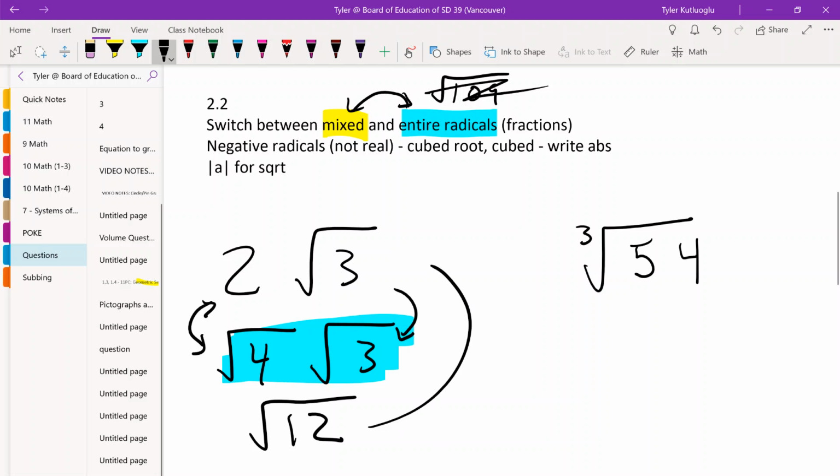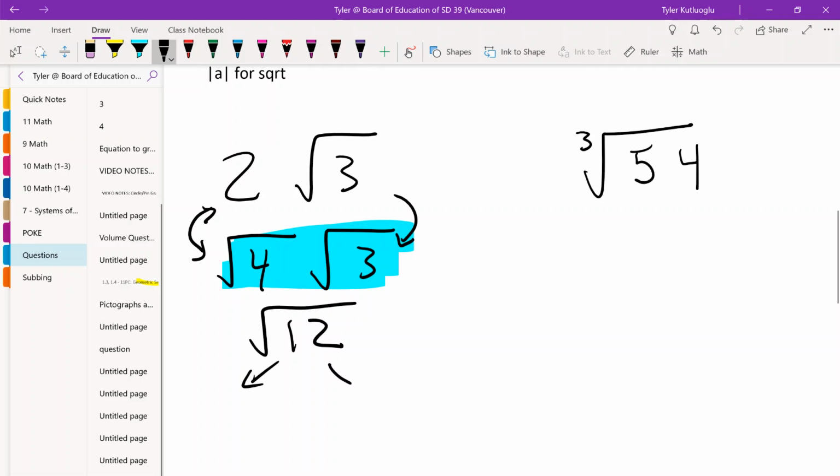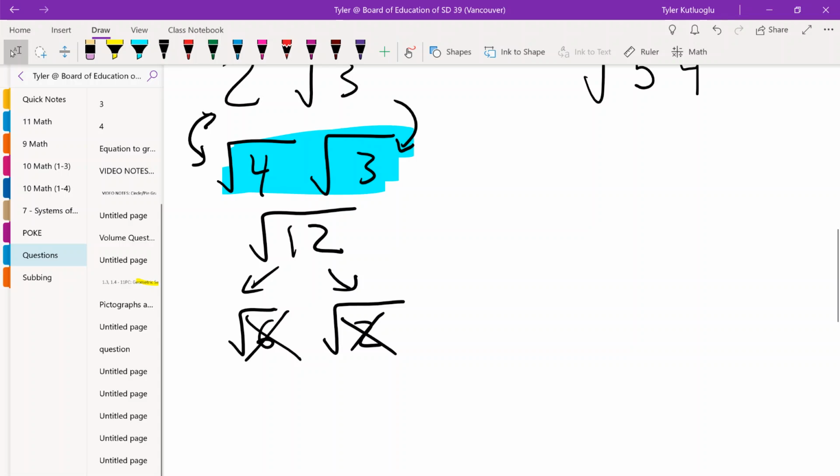We can also go the other way and go back. So the idea is that we would start by splitting it into factors, and we want to pick factors that actually are perfect squares. We could do like 6 and 2, but neither of those are perfect squares, so it doesn't make sense. We would do square root 4 and square root 3 because square root 4 can turn into 2.